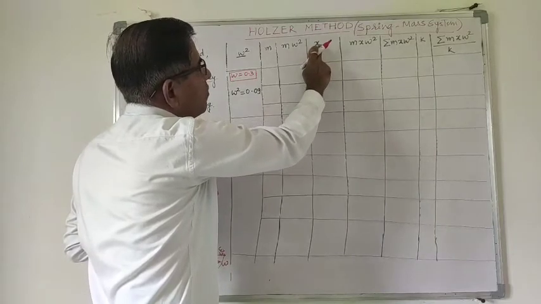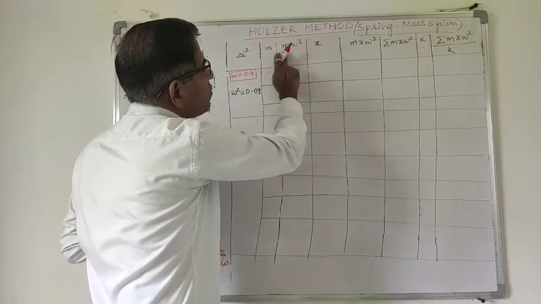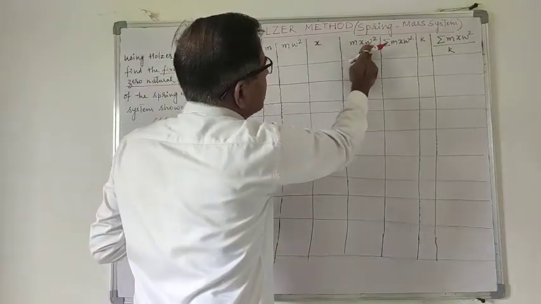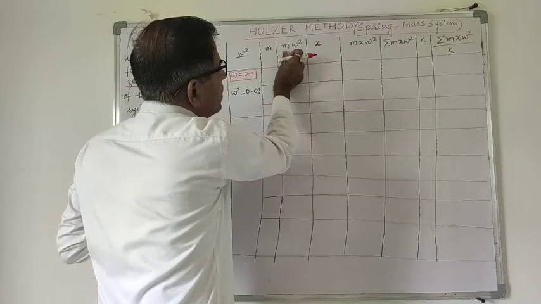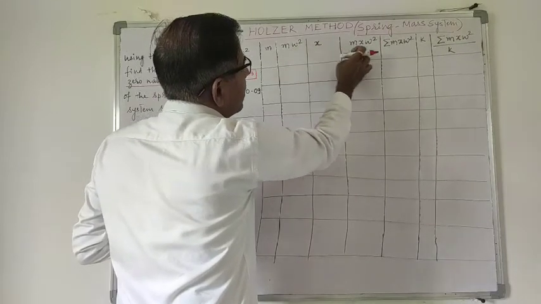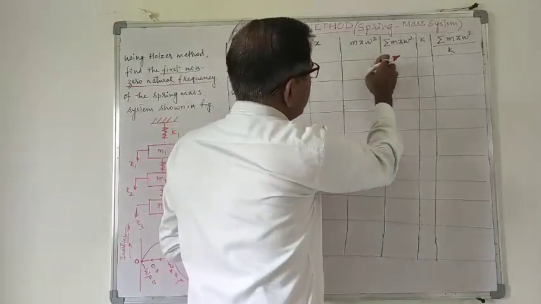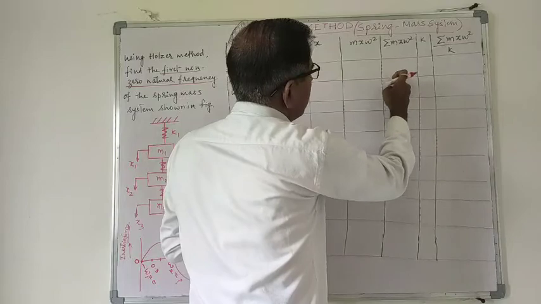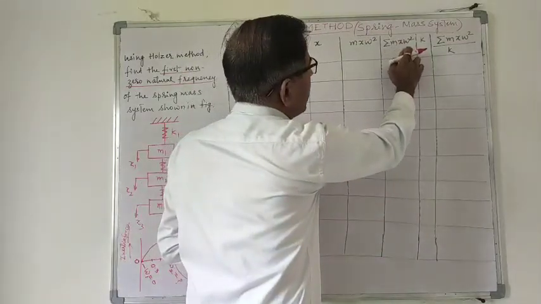Okay, and once I obtain this displacement, then I will multiply this value with this value, so I will get mx omega square. So omega square, m into omega square is here, x I will get from this column. When I multiply it, I will get mx omega square. Then summation, so I will do the cumulative summation. So summation of mx omega square.